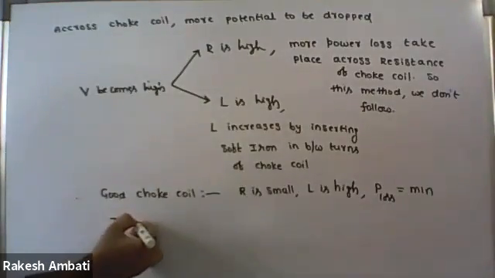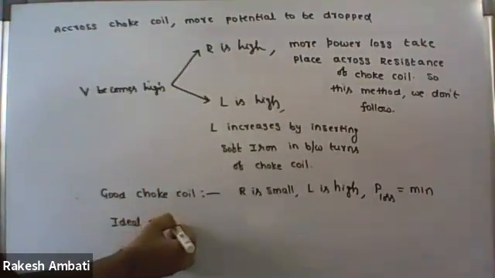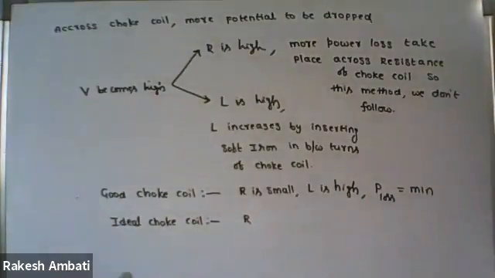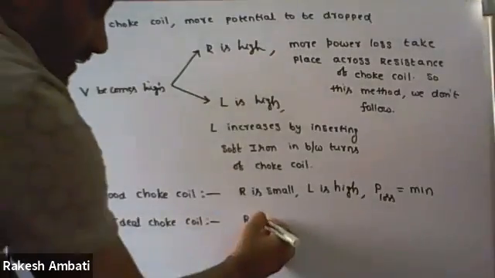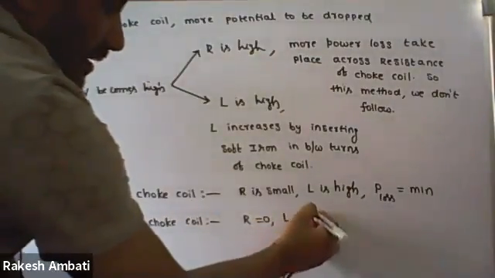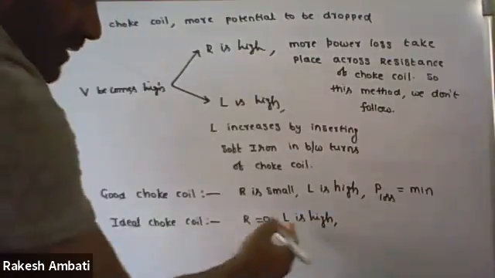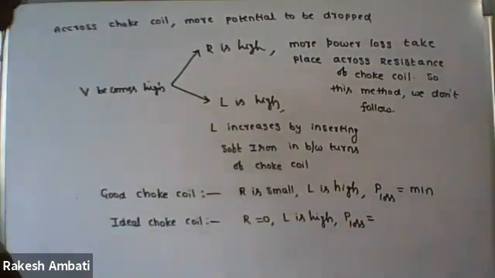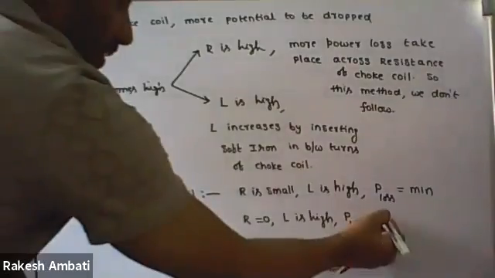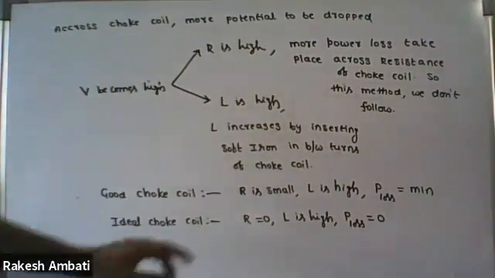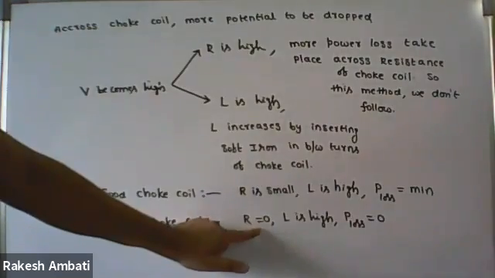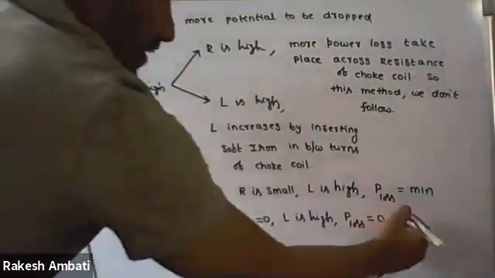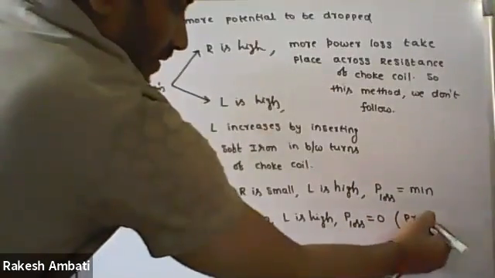Now in the case of an ideal choke coil, what are the specifications? Resistance, what is the value? 0. Resistance 0 and inductance is high. If these are the specifications, then what power loss takes place? 0. But getting a 0 resistance wire is practically not possible, correct? Yes. So in brackets write down: practically not possible.